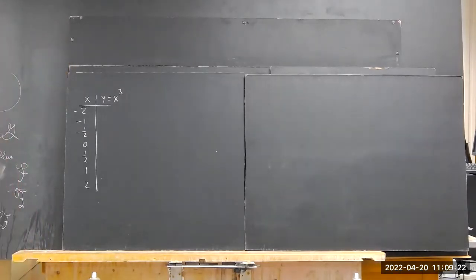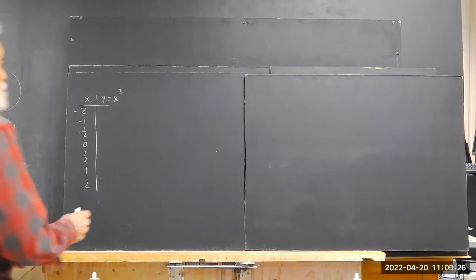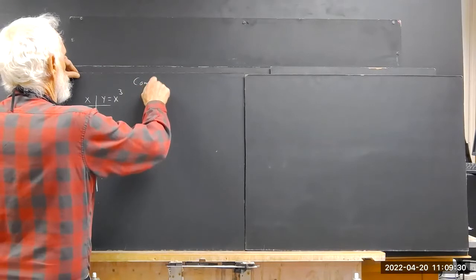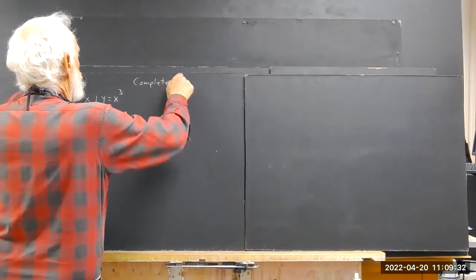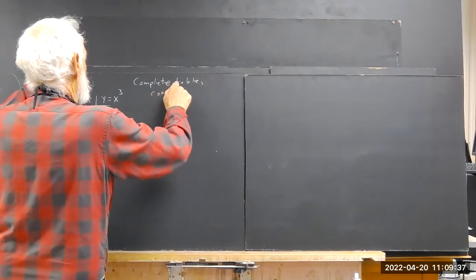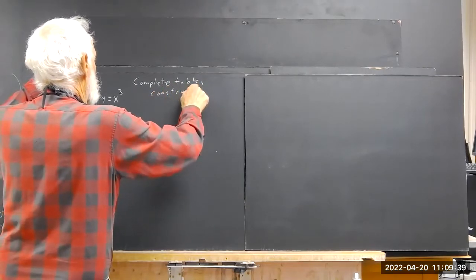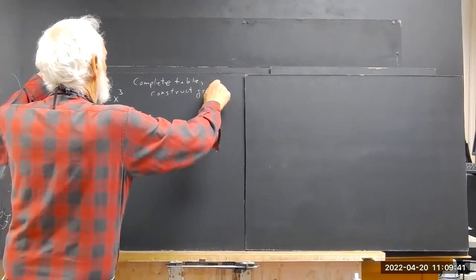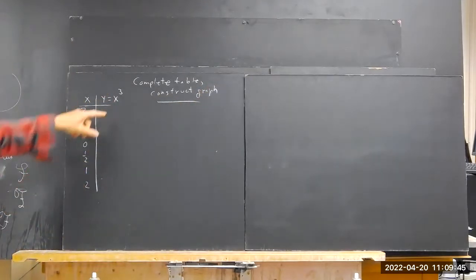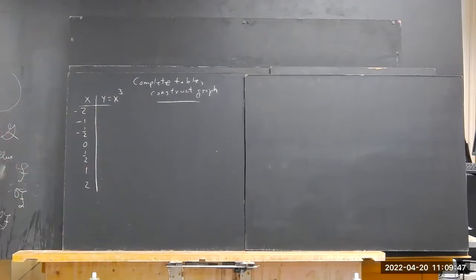Now again, take the table. Construct the graph. I'll also give you the hint that every one of these numbers will fit into here. So there's no number that needs to be excluded for this function.